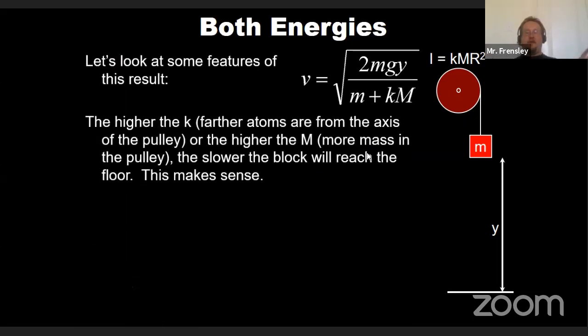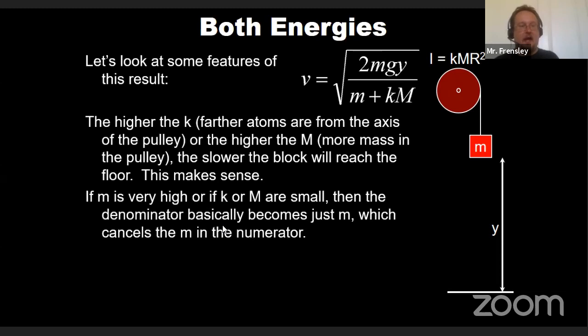So I want to look at the features of this result. I want to see what actually helps the block hit the ground faster. Well, let's look. The higher the shape constant, which means more atoms are on the outside of the wheel, or the higher the pulley's mass, the less speed I reach the ground with, because more energy is going to be diverted toward rotational kinetic energy of the wheel, and less is going to go to the translation of the block.